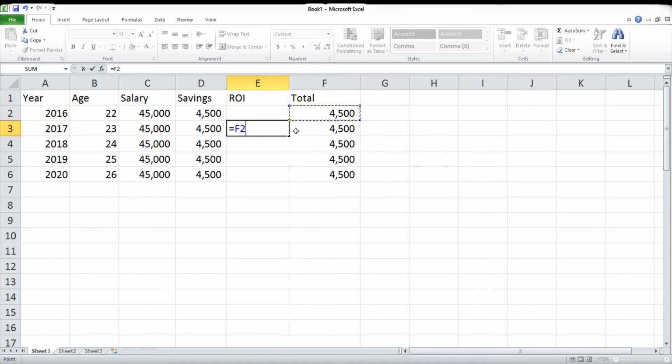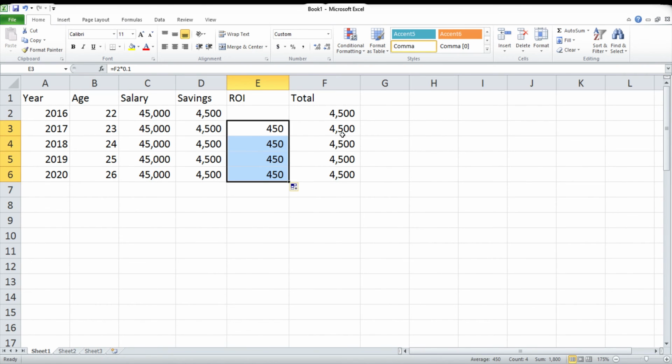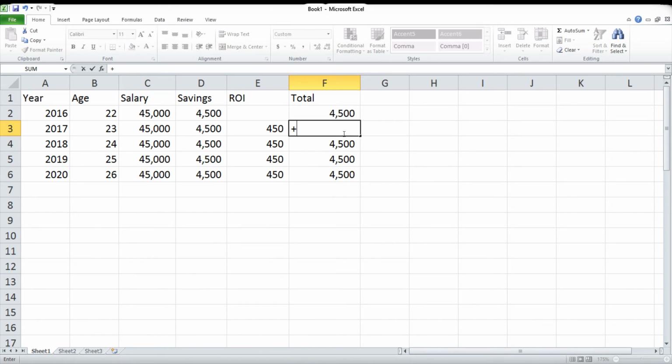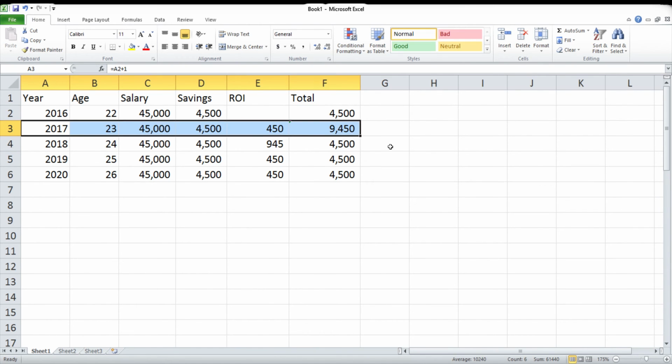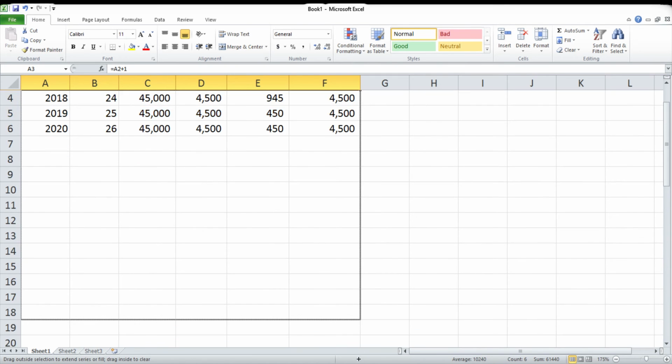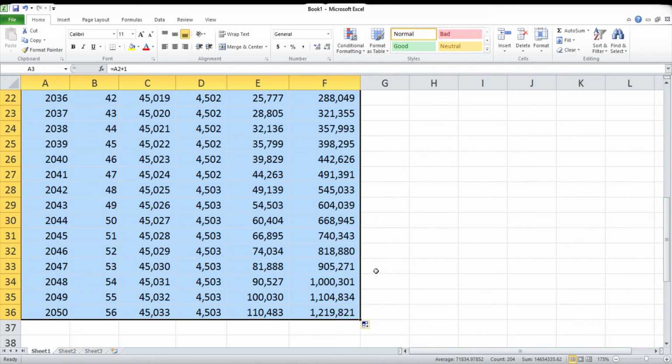I'm going to use it. So times 0.1. So they save $450. And then the total, though, in the second year is going to be the previous year's amount of money plus the new savings plus the return on investment. So total is $9,450. Okay, now we've got the second year. We can just copy this until this person turns 67 years old.